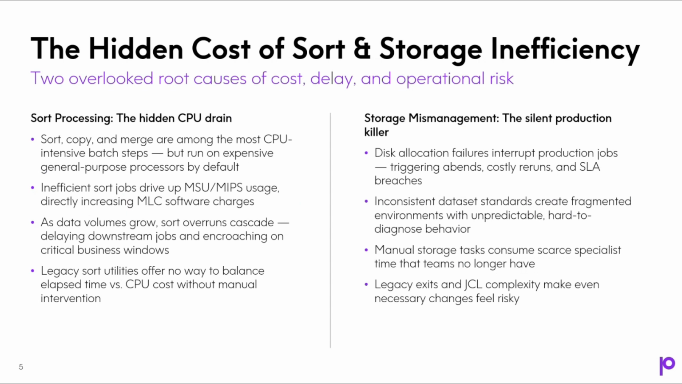And this is where it gets interesting, because when we look at where those inefficiencies actually sit, it's often in areas that aren't the main focus. On the sort processing side, we have sort, copy, merge. These are some of the most CPU intensive parts of the batch cycle, but they just run in the background, and they tend to run on the most expensive CPU resources by default. So as volume grows, that cost scales pretty quickly. And then we start seeing overruns, downstream delays, and more pressure on batch windows.